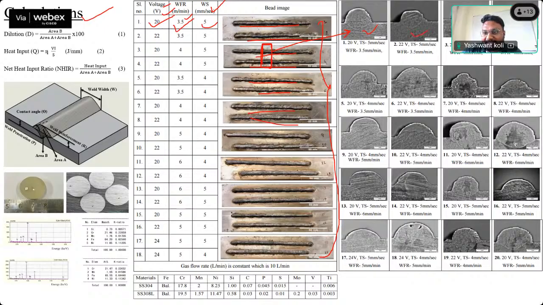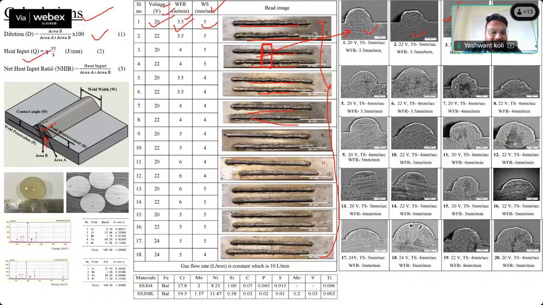You can see the penetration area. You can see the reinforcement area. You can see the contact angle. This is the contact angle. This is the reinforcement height. This is the penetration height. And we can find out the area also to calculate the dilution. That is penetrated area upon the total bead area. Total bead area is the combination of reinforcement area and the penetration area.